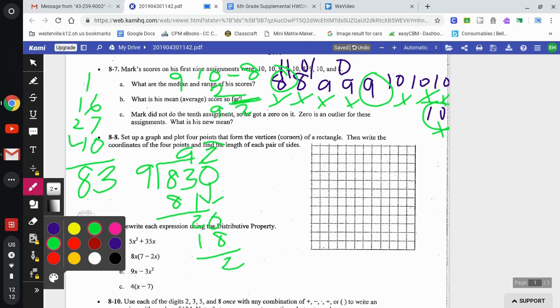Question C is talking about Mark did a 10th assignment and he got a 0 on it. 0 is an outlier for these assignments. What is his new mean? So now we're going to have to divide 83 by 10 assignments. And that is just simply moving over 1 decimal place, which will give you an 8.3 average. So he drops 9/10 of a point.